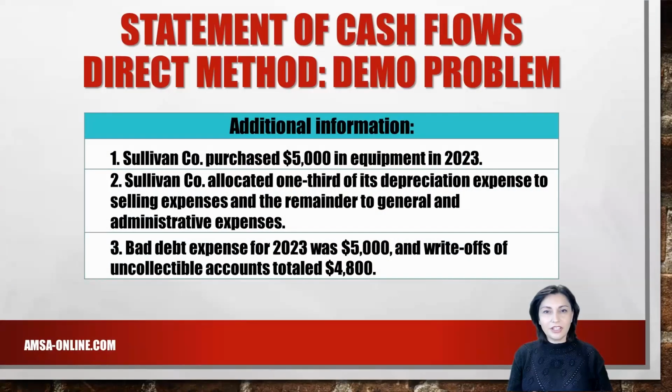Additional information is provided for this exercise. Sullivan Corporation purchased $5,000 in equipment in 2023. Sullivan Corporation allocated 1/3 of its depreciation expense to selling expenses and the remainder to general and administrative expenses. Bad debt expense for 2023 was $5,000, and write-offs of uncollectible accounts totaled $4,800. From the information provided, we only need to know the amount of write-offs during the year to calculate cash receipts. The following is required for this exercise.